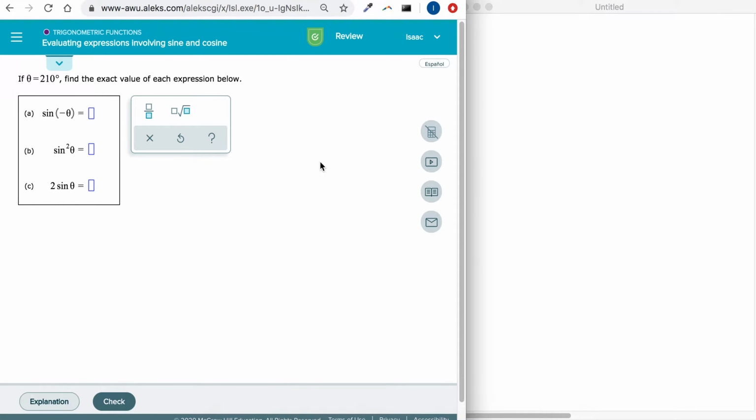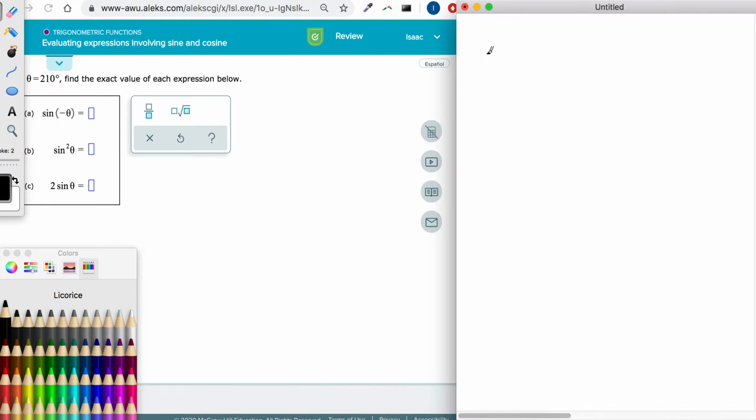Theta equals 210 degrees. Find the exact value of each expression below. Before we do that, sine, cosine, and tangent all have some special properties.